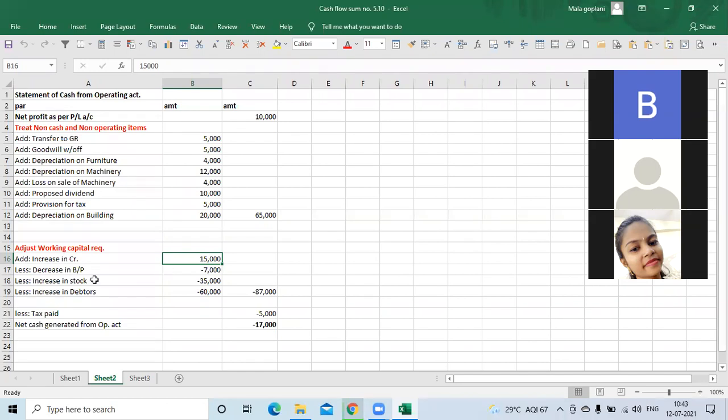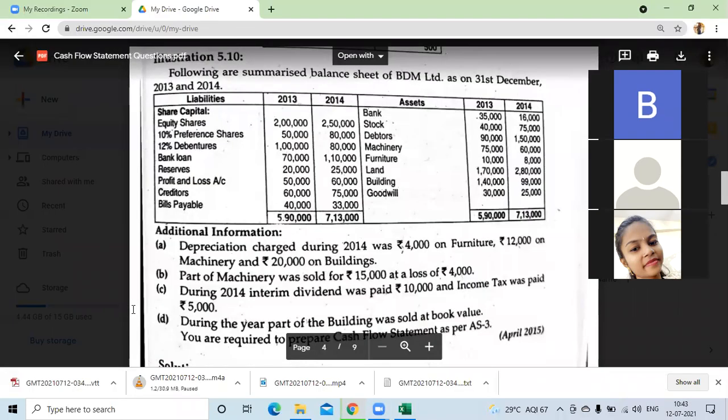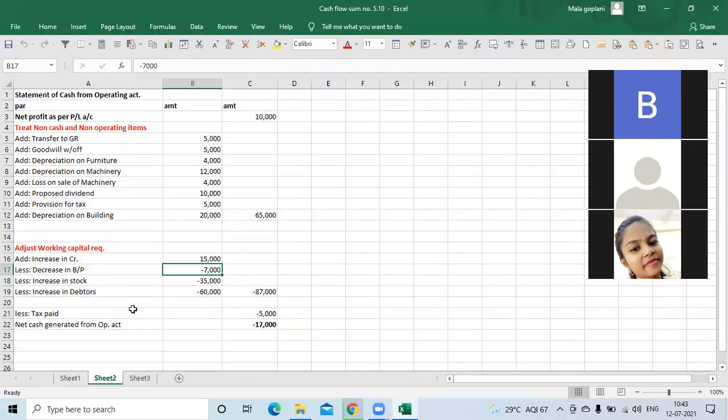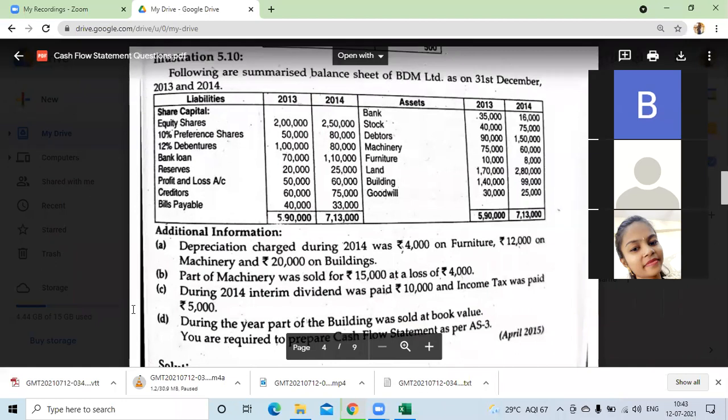Come on. Now next, tell me what is the difference between the two? 7,000. How did you calculate 7,000? 40,000 minus 33,000. Very good, Jayashree. 40,000 minus 33,000. So it will be bracket 7,000. Okay. Next, we are done with the liability side.